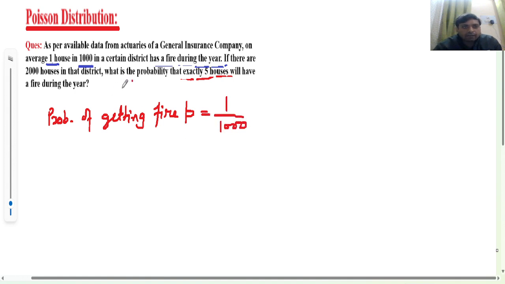Now in the second line, there are 2000 houses in a district, so N equals 2000. And now what is the probability of getting fire in exactly 5 houses? So your objective is to find the probability of r equals 5 houses getting fire. And first we will see why we are using this Poisson distribution.